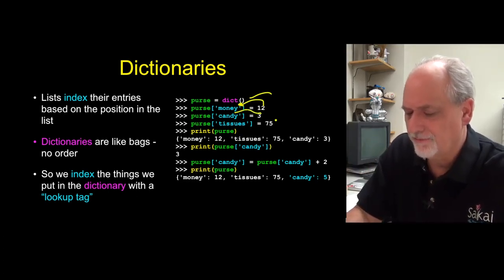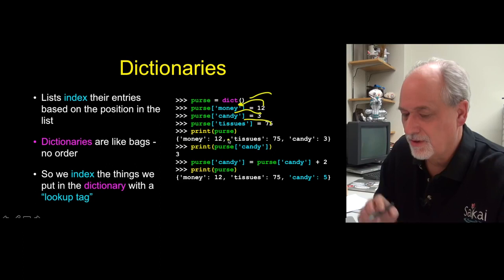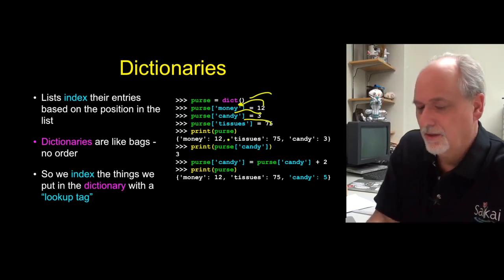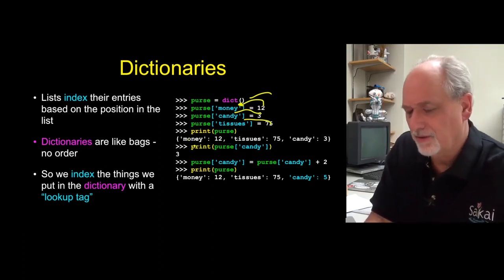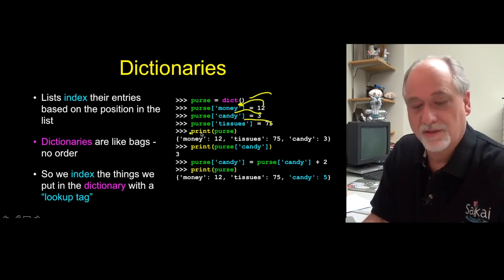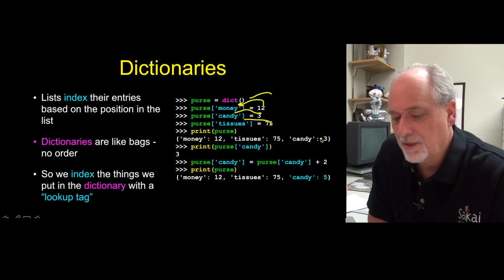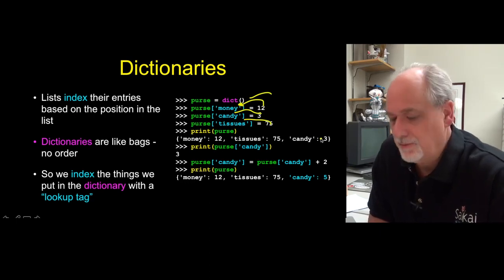3 is going in with a label of candy, and 75 is going in with tissues. And we say, what's in there? And there's no order to it. And sometimes the order can even change inside of a dictionary, although there are more advanced versions of dictionaries that maintain some kind of order. But for now, let's just not worry about the ordering of them. If we say what's in there, you say, oh, there's 3 things in there. There is 12, 75, and 3, and stored under the keys money, tissues, and candy, respectively.